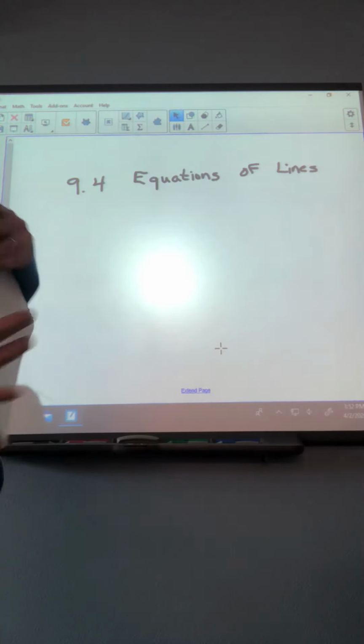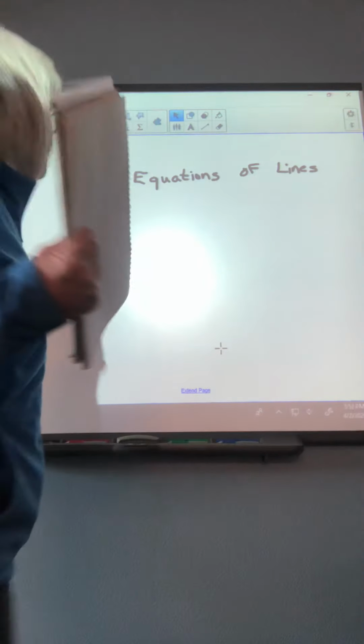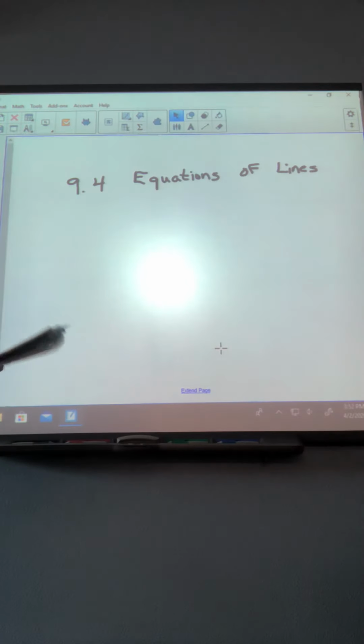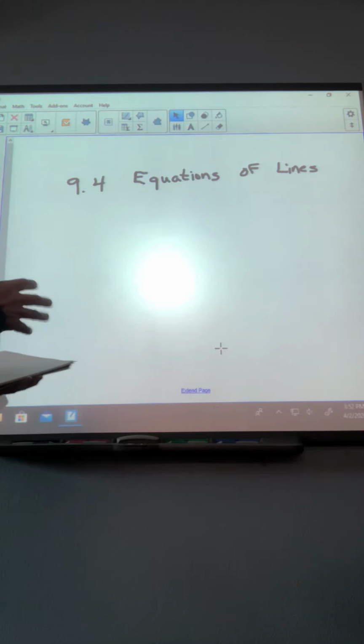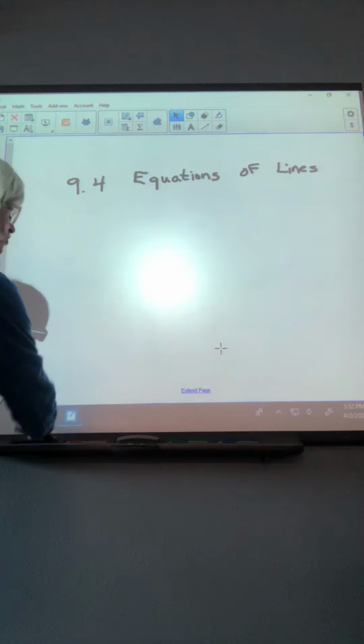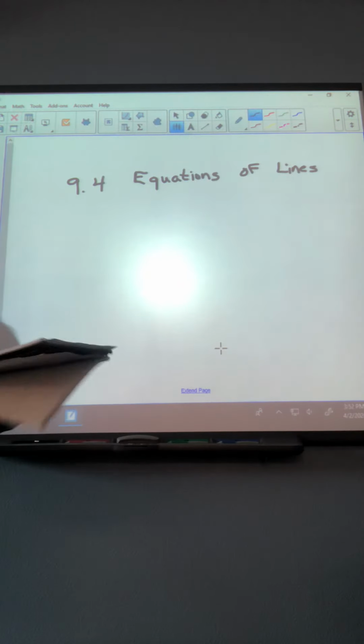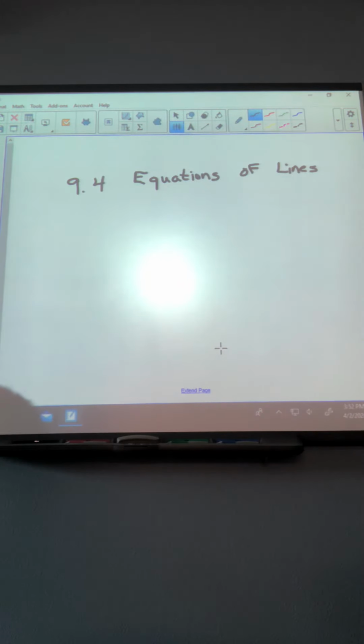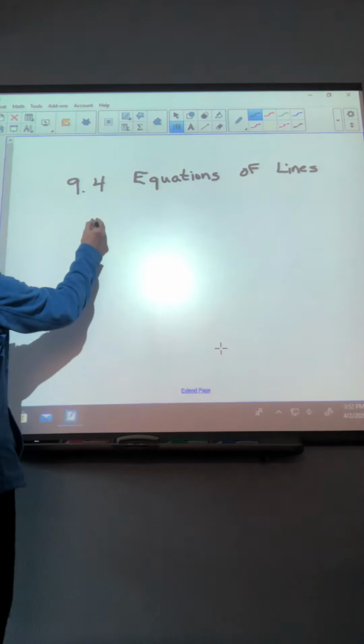Today we're going to be working on section 9.4 in your book. And it's about equations of the lines. I'm going to work a few problems and talk to you about what's going on so that you won't have any trouble understanding what an equation of the line is, and also how to do the homework. So we're going to start with a really basic equation of the line.